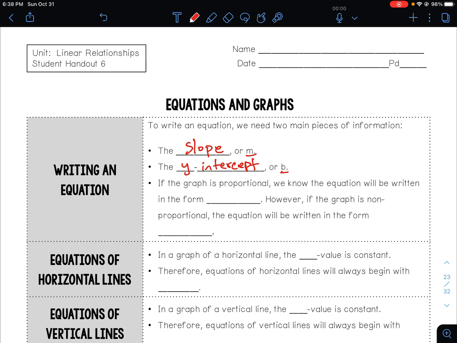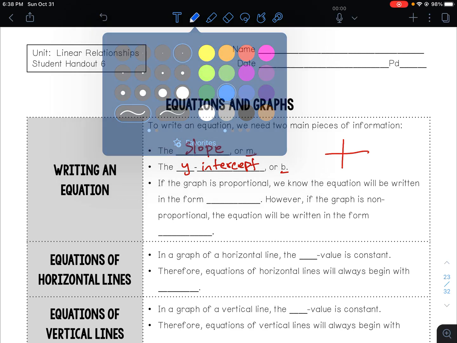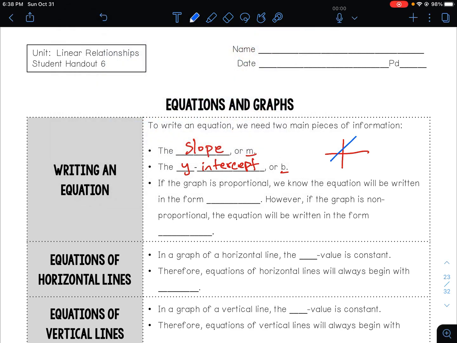or the b, represented by the letter b, and that is where, for example, if I had drawn a blue line, that is where my blue line touches the y-axis. Remember, this is the y-axis and this is the x. So where this line touches the y-axis, that is called the y-intercept, or the b.